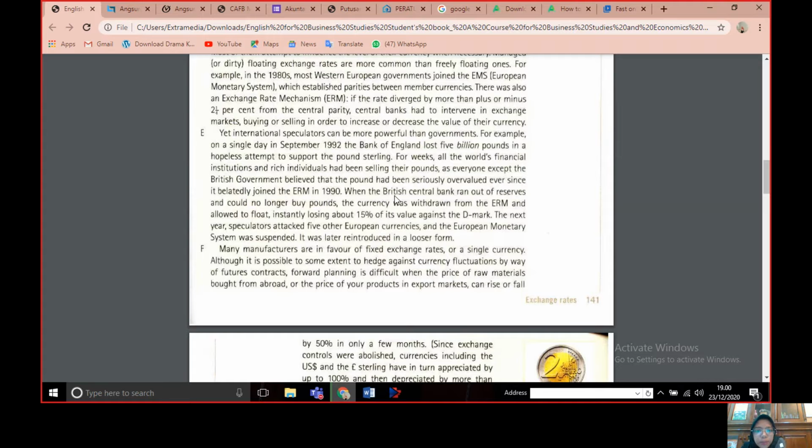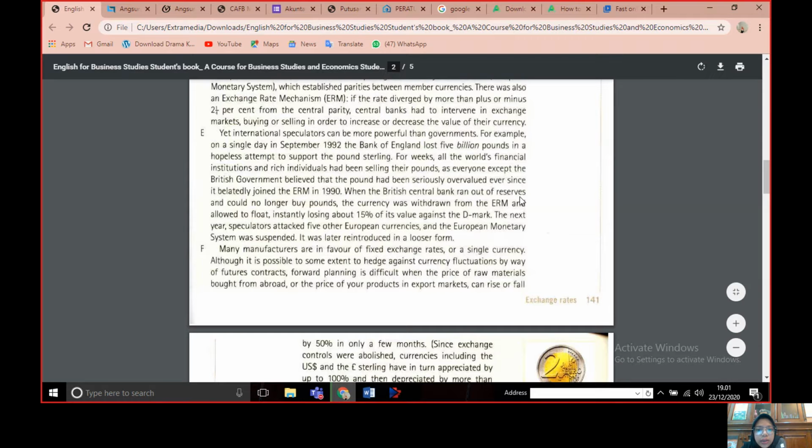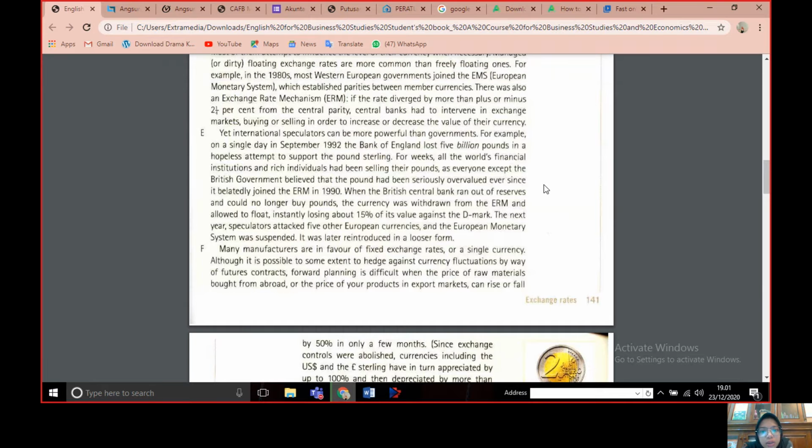In 1990, the British central bank ran out of reserves and could no longer buy pounds. The currency was withdrawn from the ERM and allowed to float, instantly losing about 15% of its value against the D-mark. The next year, speculators attacked five other European currencies, and the European Monetary System was suspended. It was later reintroduced in a later form.